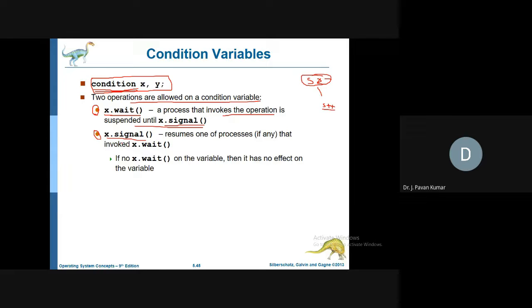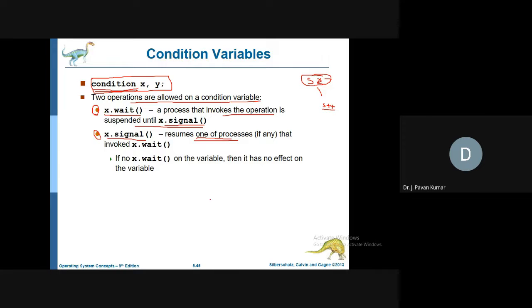But here, x dot signal will resume one of the processes. Try to understand here, only one of the processes which are suspended will resume its execution. That is what the signal operation does.